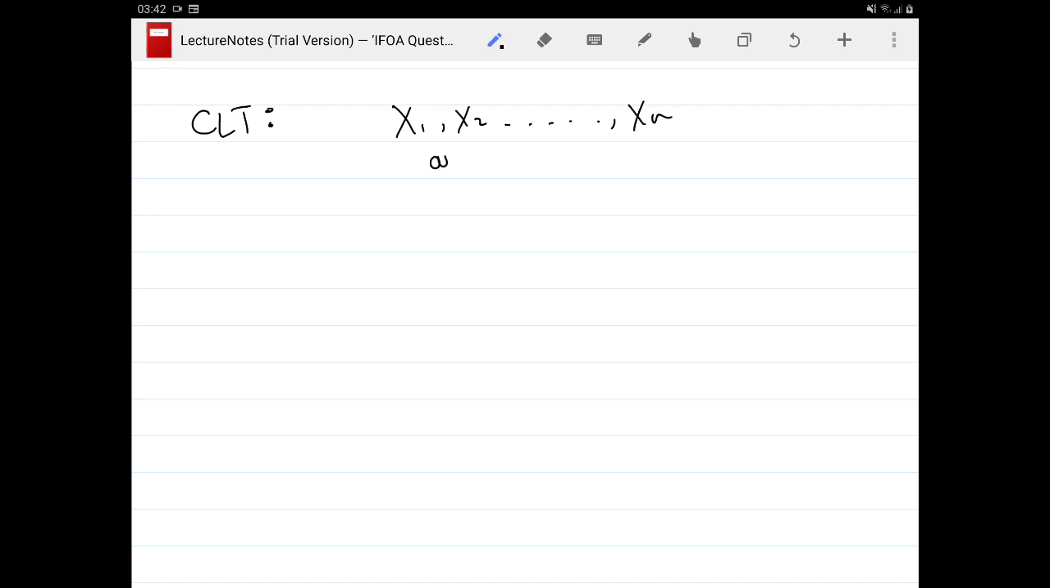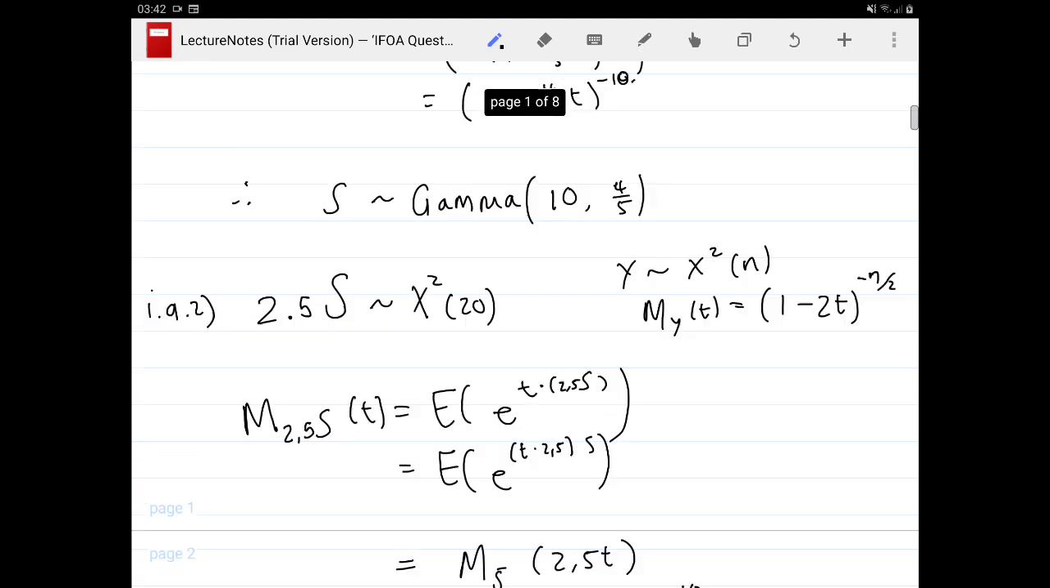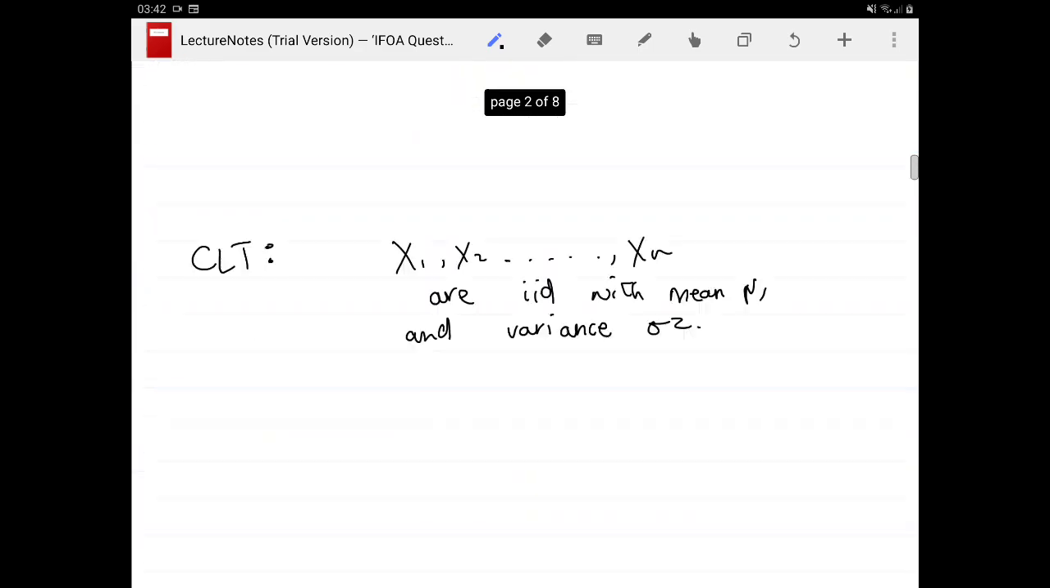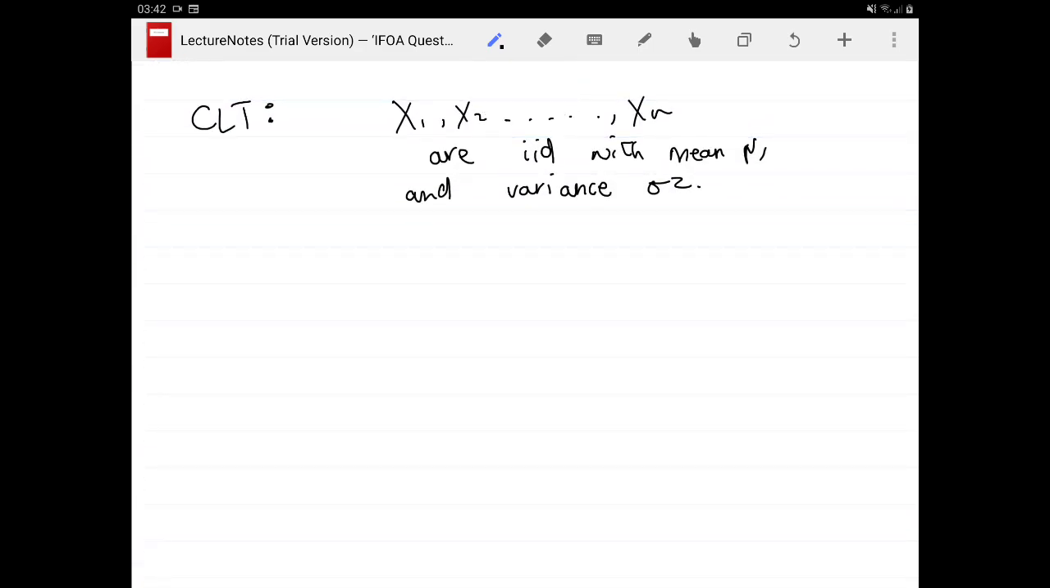Xn are IID with mean mu and variance sigma squared. This should be very recappy for everyone, right? So we can either define the central limit theorem in terms of the sample average and the limit of the sample average of that particular statistic. But in this case, we don't have a sample average, right? We have an S, where S is the sum, the total. So we want the CLT in terms of the total.